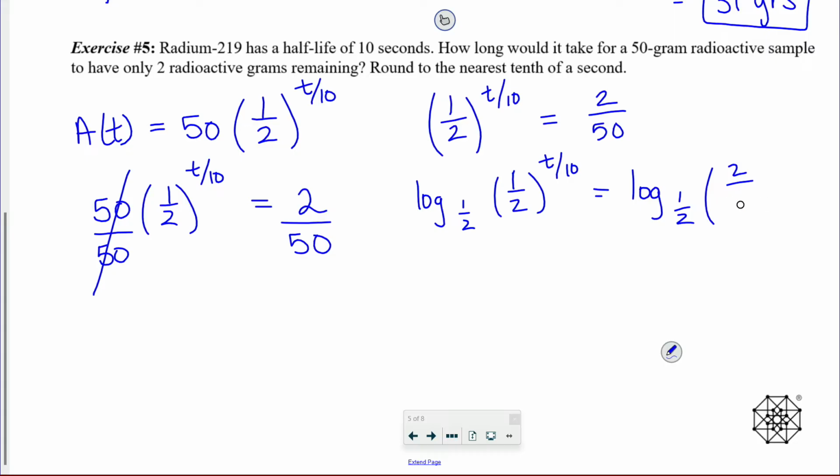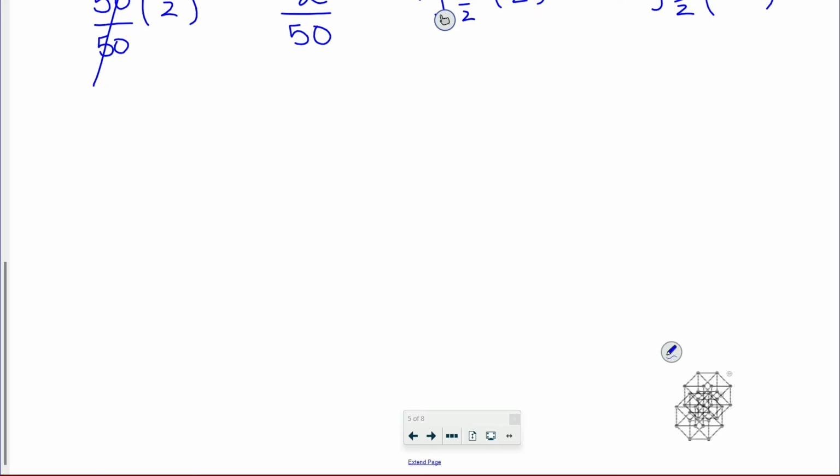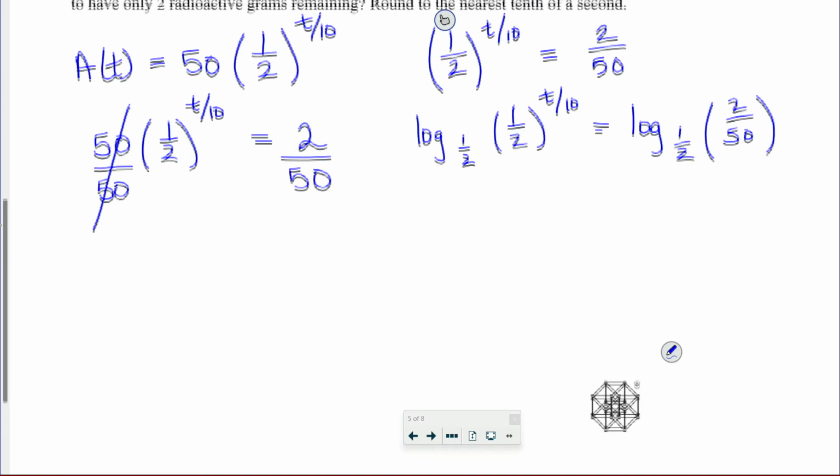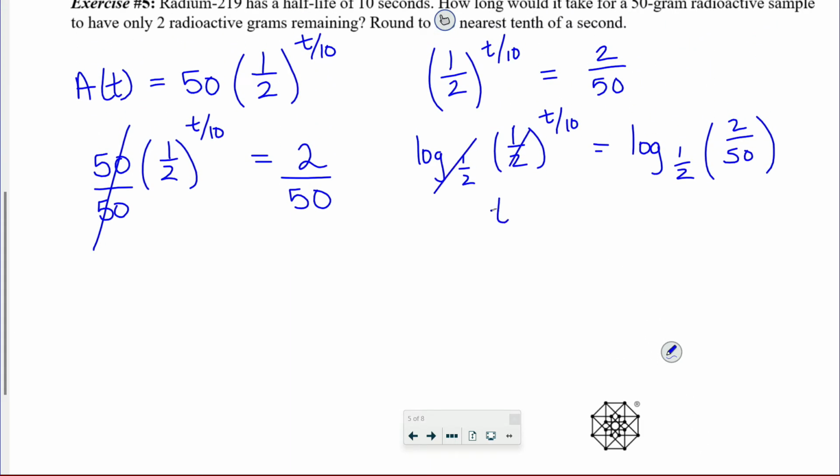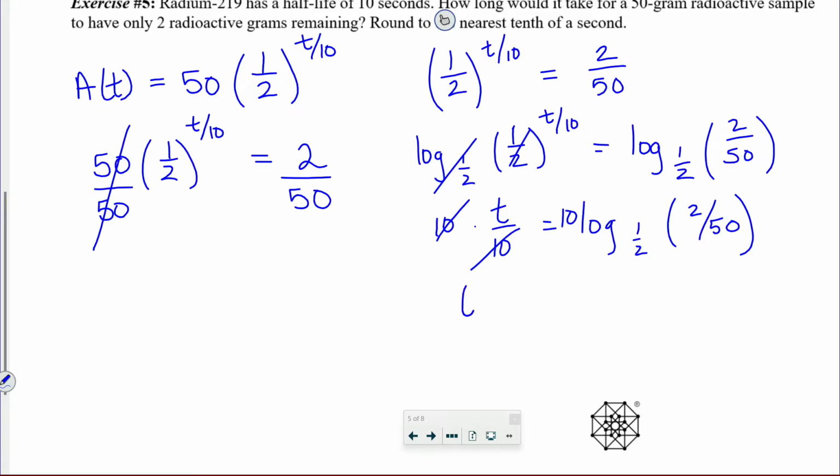Whoops, not 2/20ths, but 2/50ths. Let me extend the page, give myself a little bit more room. Those are going to cancel. That's going to leave me with t divided by 10 is equal to the log base 1/2 of 2/50ths. And now I can multiply both sides by 10. And t ultimately is going to be 10 times the log base 1/2 of 2/50ths.